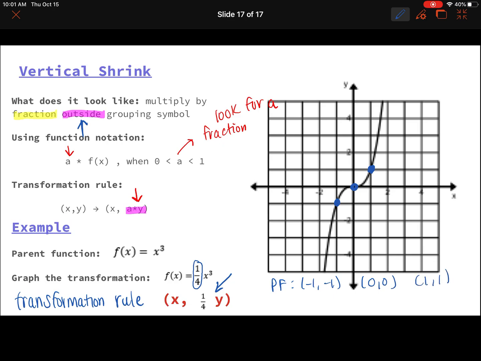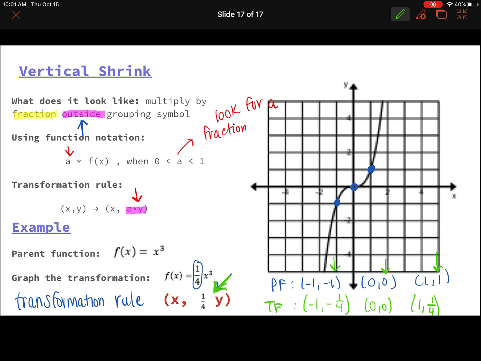Okay, so now we need to change our y's for our transformation function. So this is important. We are multiplying every y value by 1/4. So our x value is going to stay the same, and then -1 times 1/4 just becomes -1/4. And then the zeros stay the same because when you multiply anything by 0, it's 0. And then my x stays 1, and I'm multiplying my y by 1/4, so I'm just going to keep it as 1/4.